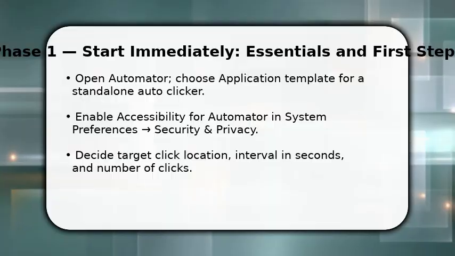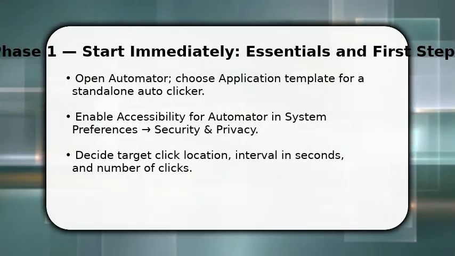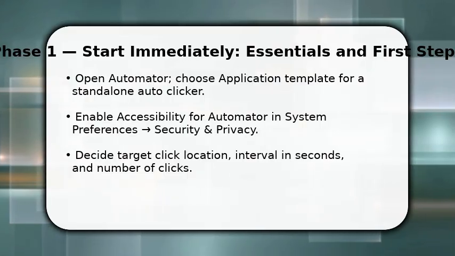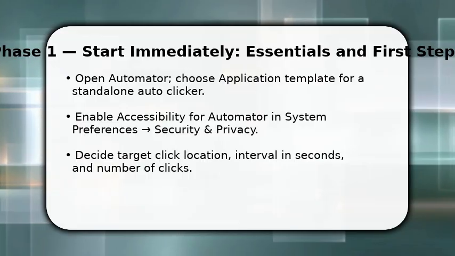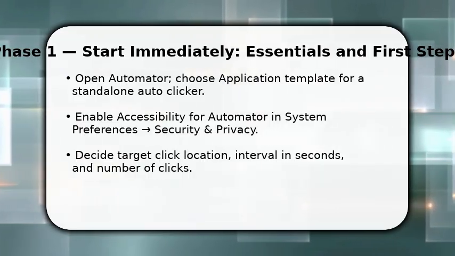Enjoy the video. You start by creating an Automator application. This makes the auto clicker double clickable. Choose actions that simulate mouse events because keyboard scripts behave differently. Once done, enable accessibility permissions for Automator so the system allows simulated clicks.